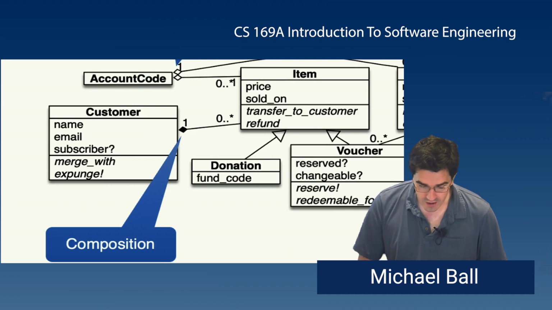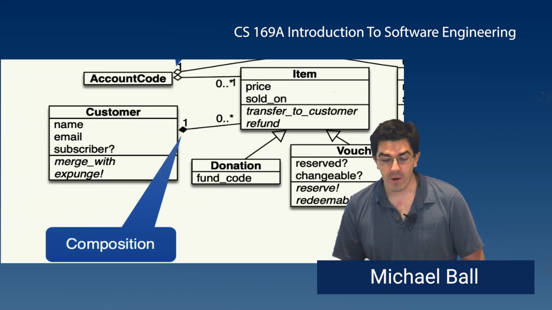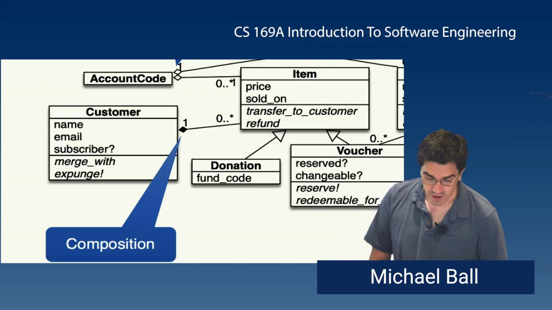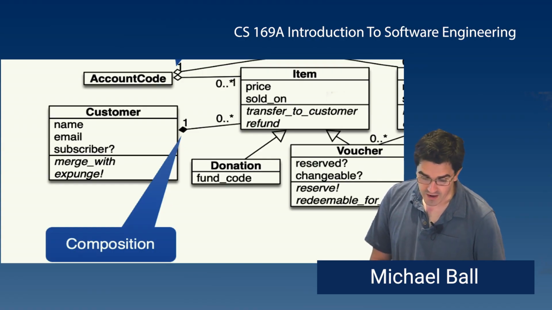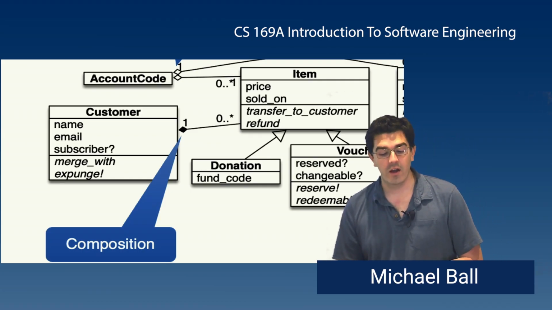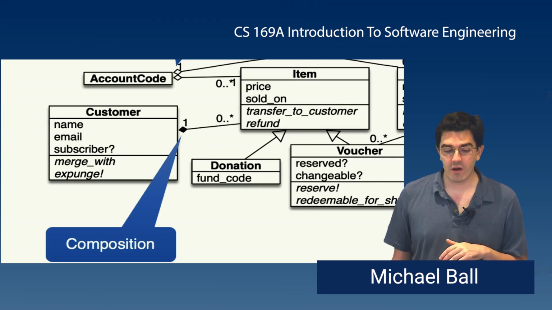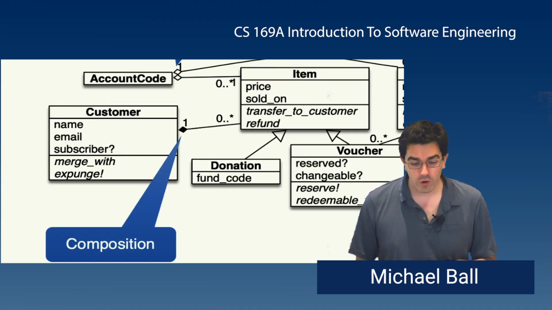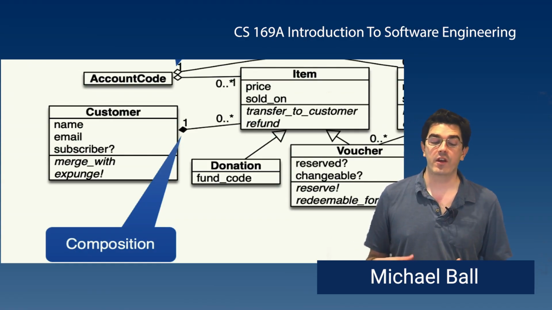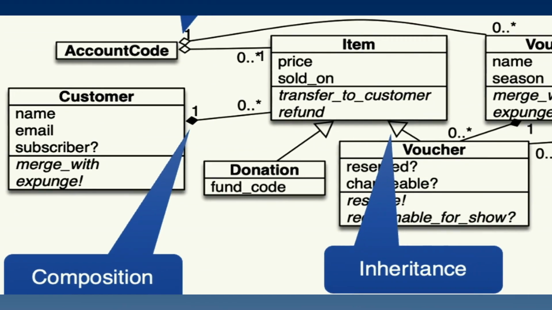If we have a diamond, this diamond tells us that we are composing two classes together, such that an item has a relationship to a customer, but it's not a dependency, right? A customer doesn't inherit from item, but a customer and an item are linked through, in this case, a foreign key. And the final thing to take away from this is that arrows do denote inheritance.